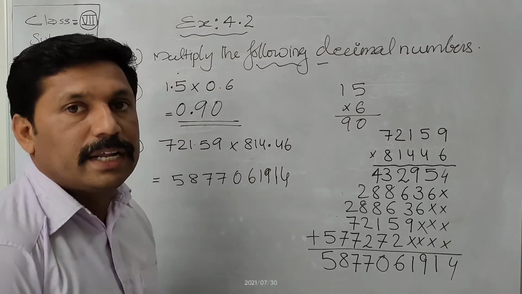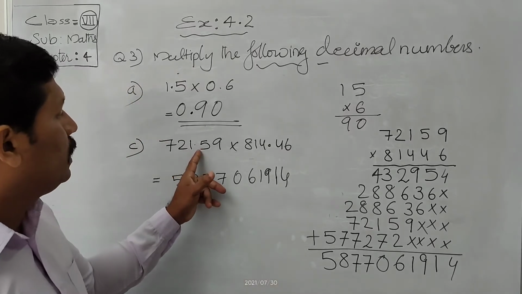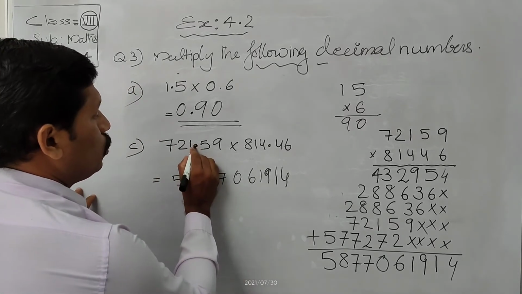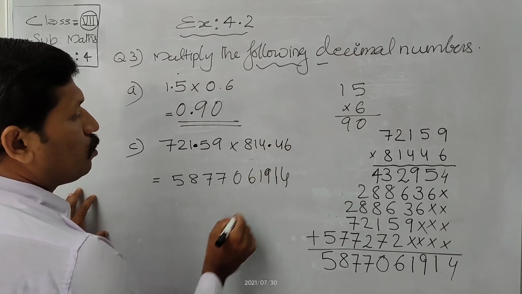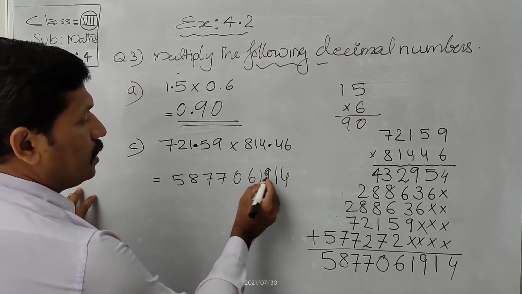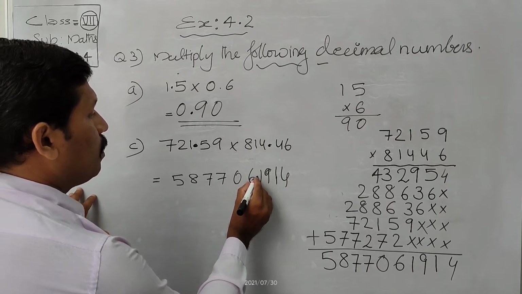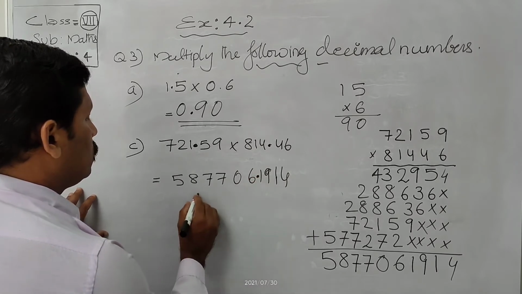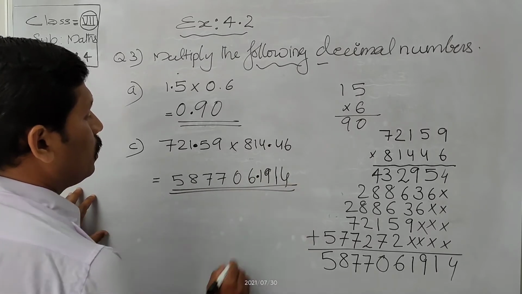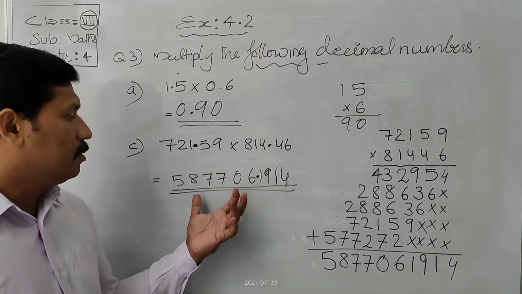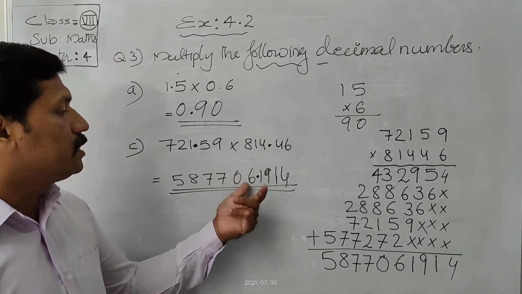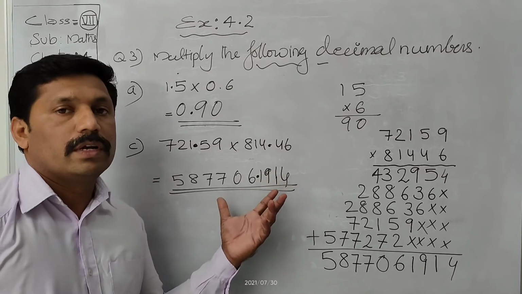And where do we place the decimal here? Here you can see 2 decimal places. Here after the decimal 2 digits, and here after the decimal 2 digits. Total 4 digits we need. Therefore 1, 2, 3, 4. Therefore we place the decimal point here. So the required product will be 5,87,706.1914. This is the product.